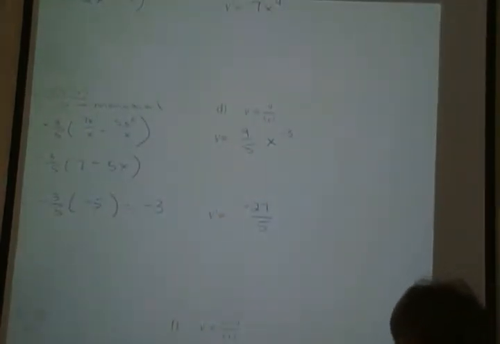For D, same idea. The denominator is a monomial. So you can think about 9/5 as a constant multiple, and the degree on x is -3 because it's in the denominator. You pull the -3 down, multiply to -27/5, drop the degree to -4. Rewrite your answer, -27 over 5x to the 4th.